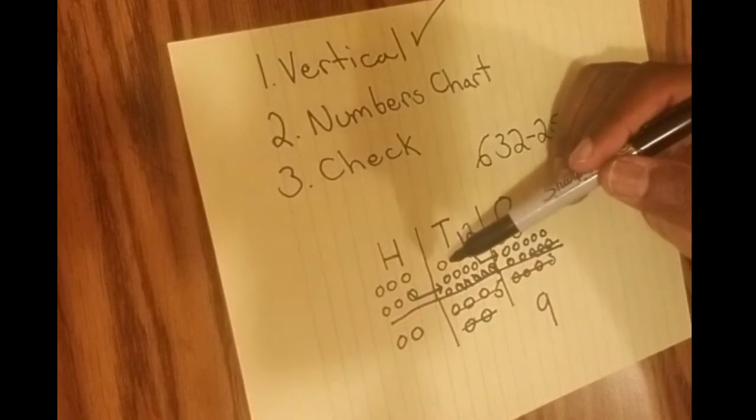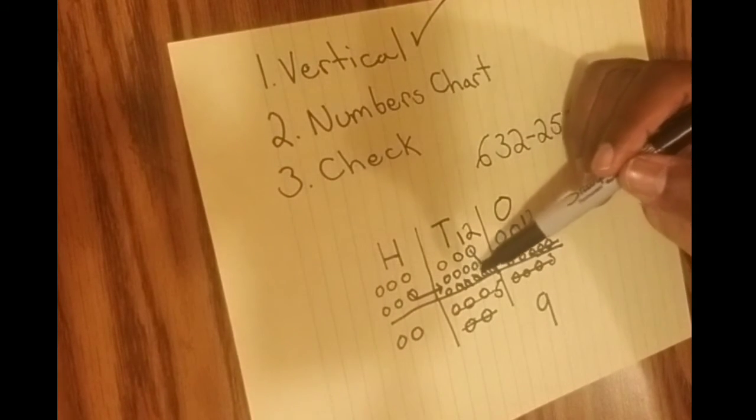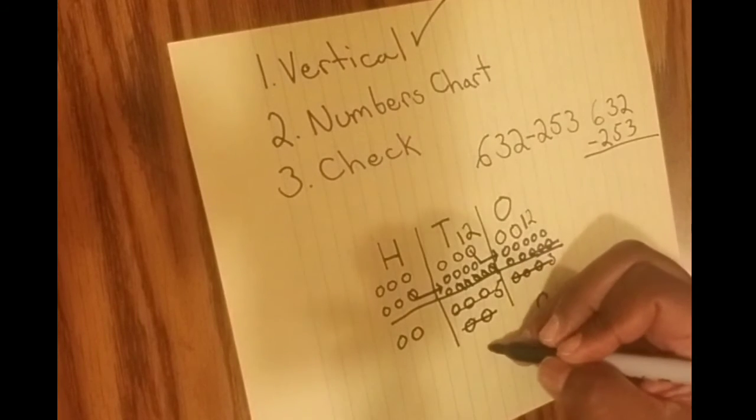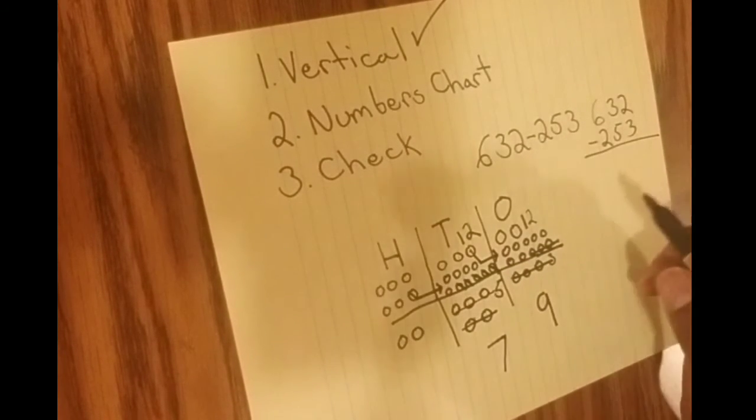Then I see how many do I have left. So I count all my circles. 1, 2, 3, 4, 5, 6, and 7. 12 minus 5 is 7.